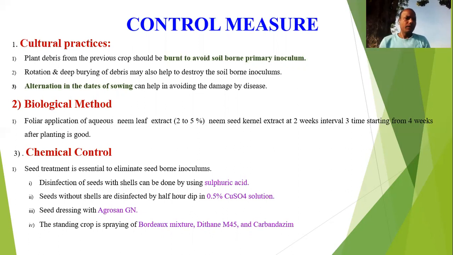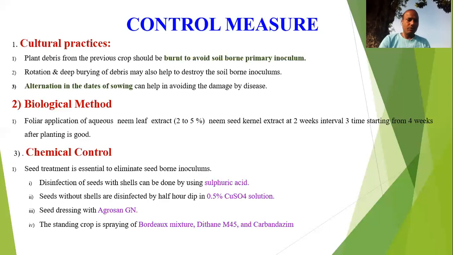Another part is that alteration in the date of sowing can help to avoid the damage of disease. Alternate sowing is very important. Then biological control, biological methods. Here in these methods there are different microorganisms, non-pathogenic organisms. So the biopesticide is prepared from microorganisms. The microorganisms are applied to the seed or the plants. Here Cercospora personata and Arachidicola are controlled by using these methods.